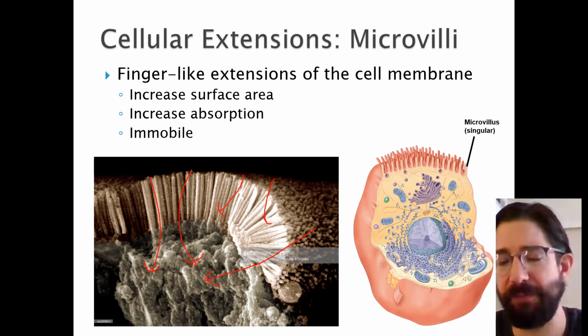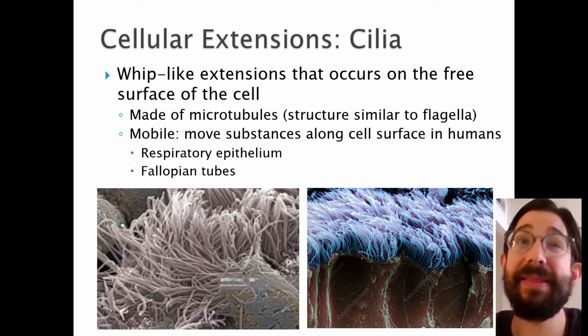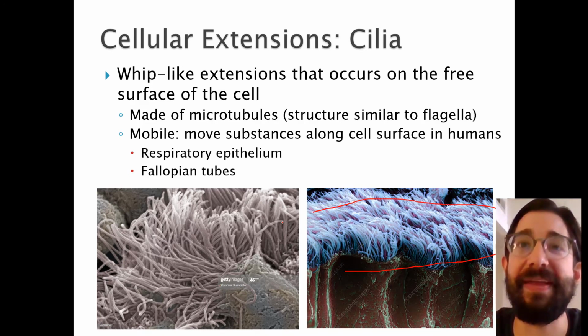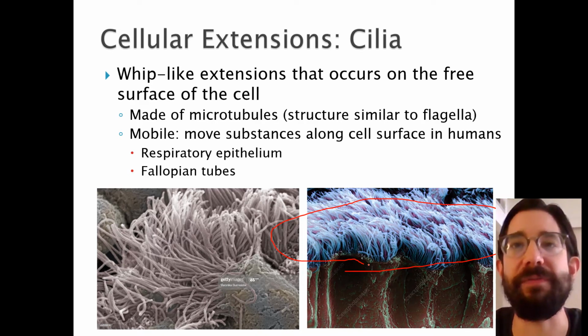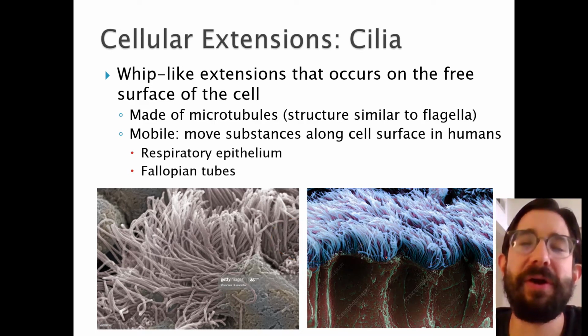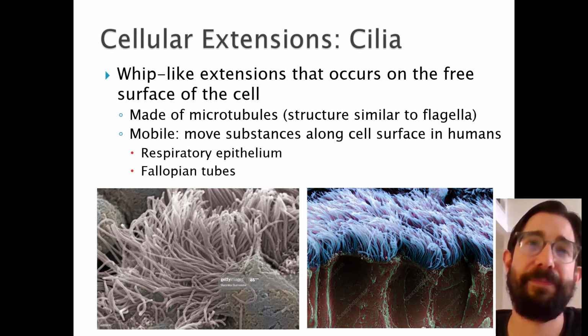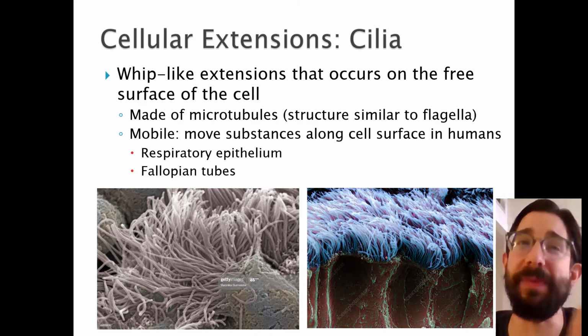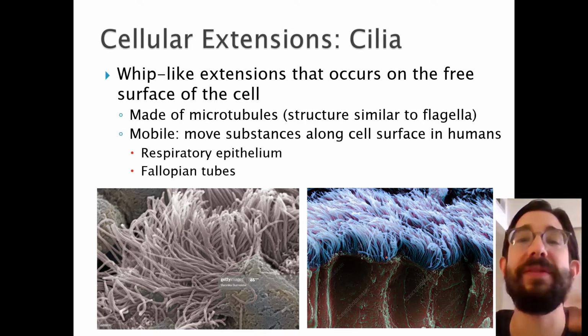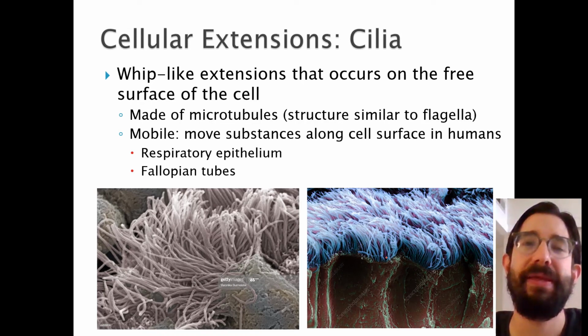Not to be confused with cilia, because cilia do move. These are whip-like extensions on the free surface of a cell. So as you can see here, they're all kind of at the top, the apical surface of the cell. And they're very different. So these aren't extensions of the cell membrane. These are made from microtubules. And in humans, the goal of cilia is to move stuff along the surface of the cell.